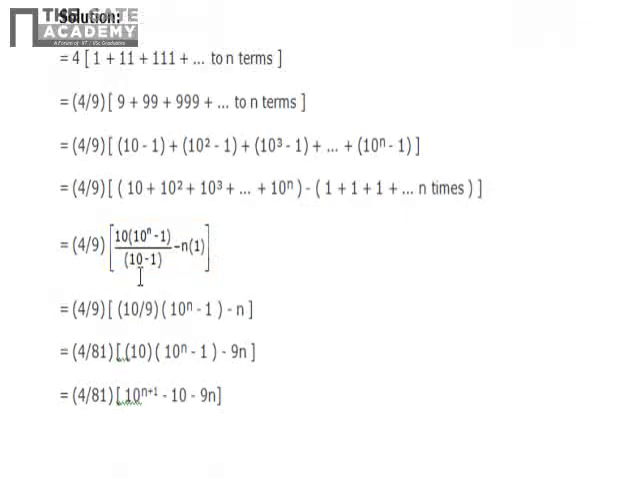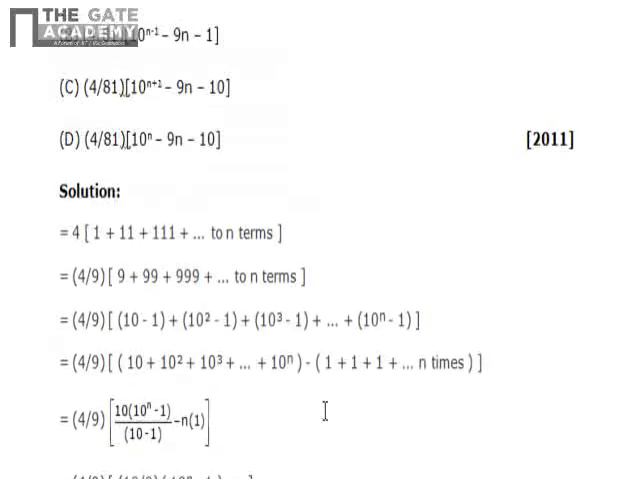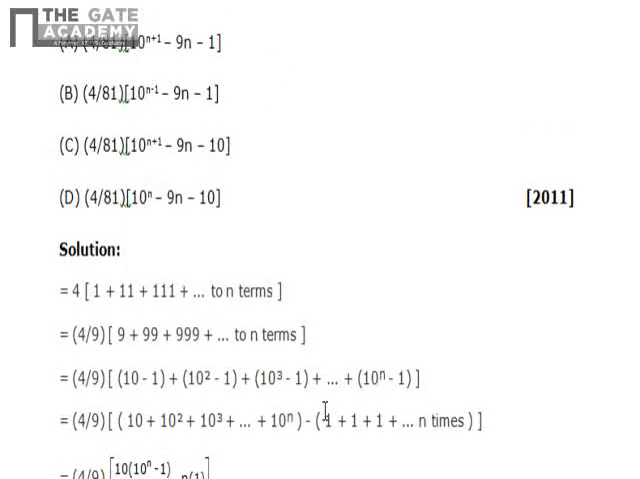Now we'll solve this. 10 minus 1 is 9, and here 9 into 9 will become 81. And here in the 10 raised to n minus 1, we will multiply this 10 in each of the terms. So 10 into 10 raised to n will become 10 raised to n plus 1, 10 into 1 becomes 10, and this is minus 9n because we have cross multiplied. So you'll get the answer as this, which is option C. So option C is your answer.